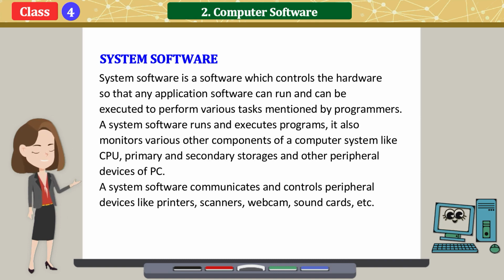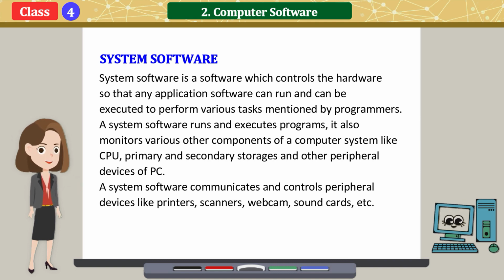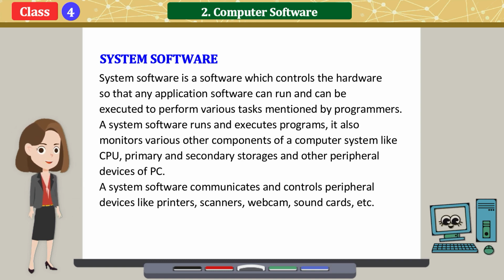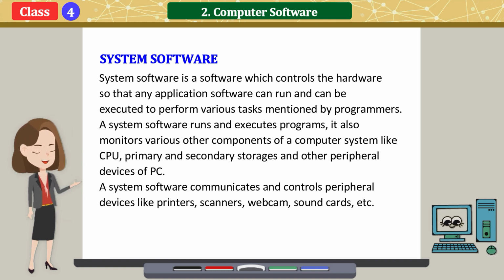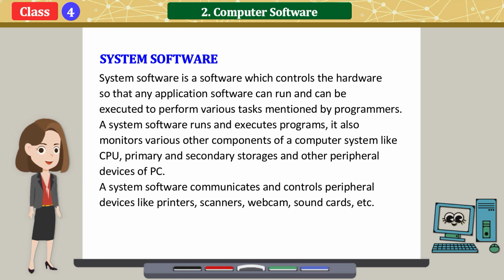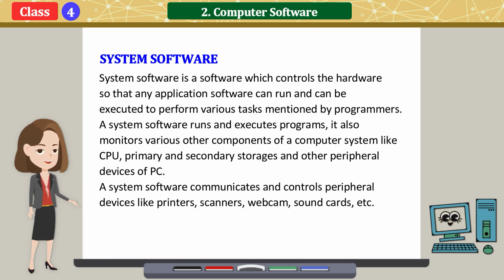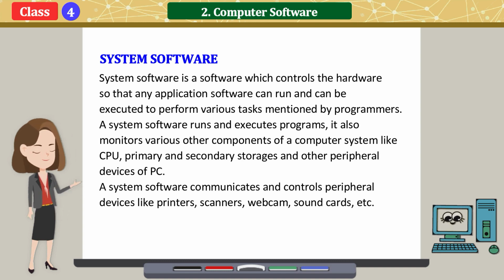System software is a software which controls the hardware so that any application software can run and can be executed to perform various tasks mentioned by programmers. A system software runs and executes programs. It also monitors various other components of a computer system like CPU, primary and secondary storages, and other peripheral devices of PC. A system software communicates and controls peripheral devices like printers, scanners, webcam, sound cards, etc.